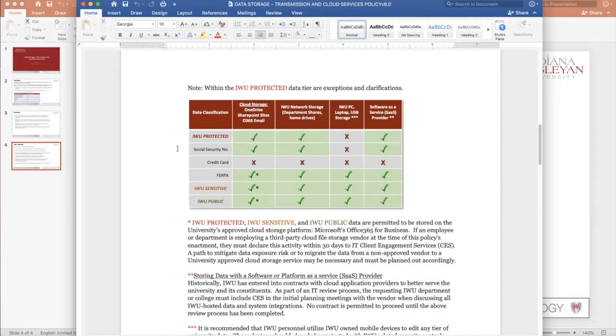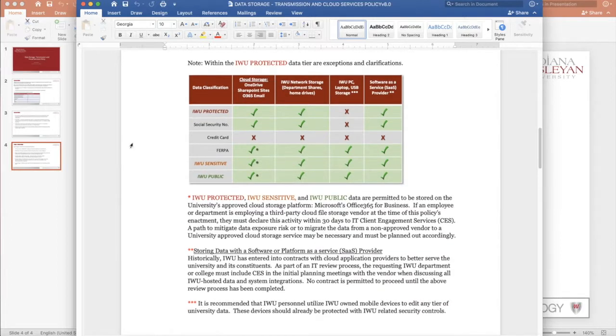Now, when you look at this table, there really are only a few items that are not permitted. Credit card information. Across the board, we would really like to steer away from storing any credit card information, as well as storing anything in the IWU protected area, in addition to Social Security number information from local machines. Everything else is acceptable to store that data, including Microsoft's O365.